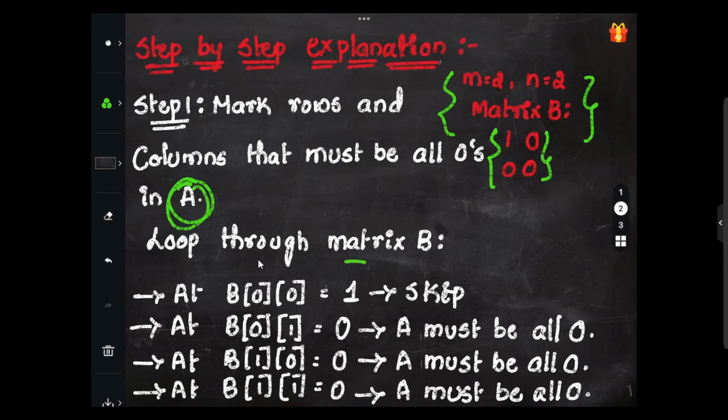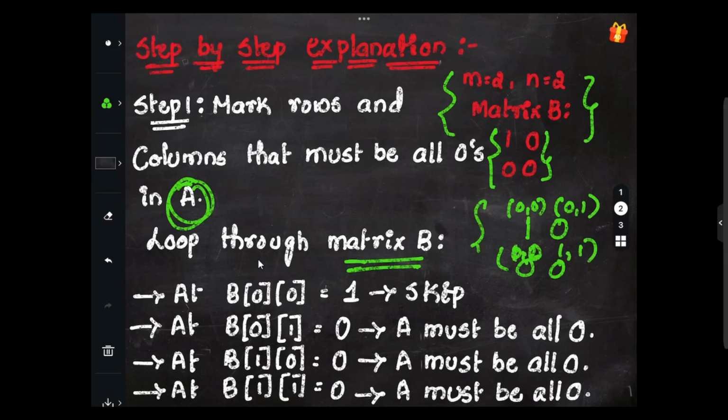So let's loop through the matrix B. When I say loop through the matrix B, we have 1 0 0 0. This is 0 comma 0, 0 comma 1, this is 1 comma 0, sorry, I got confused here, this is 1 comma 1. Just for the sake of understanding I have written this.